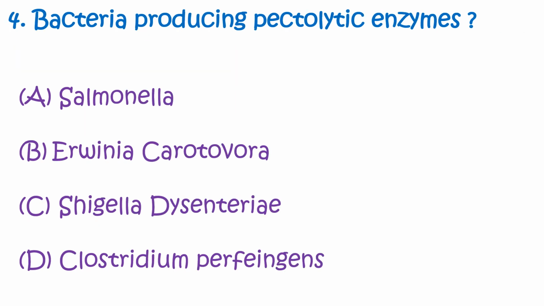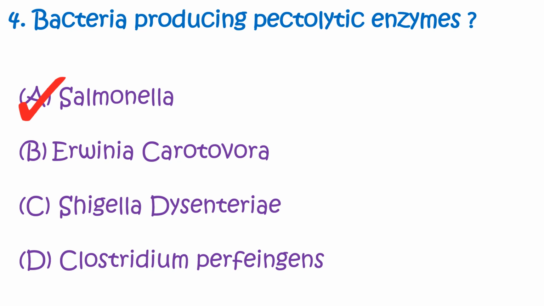Question number 4. Bacteria producing proteolytic enzymes are option A Salmonella, option B Erwinia carotovora, option C Shigella dysenteriae, option D Clostridium perfringens. And the correct answer is option A Salmonella. Now the other options like the Erwinia carotovora, it is a bacteria that causes bacterial soft rot, which is a very common disease observed especially during the storage of fruits and vegetables. During the rainy season, it is especially observed in the onions.